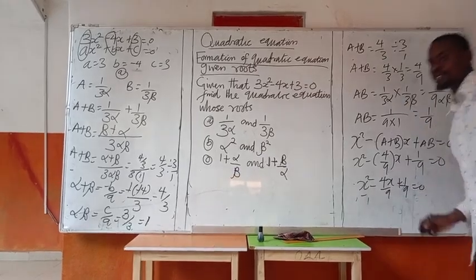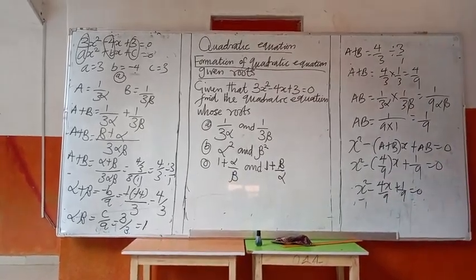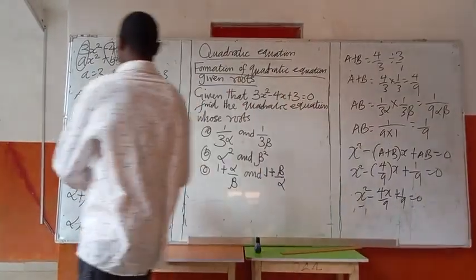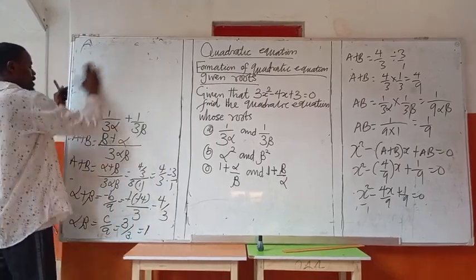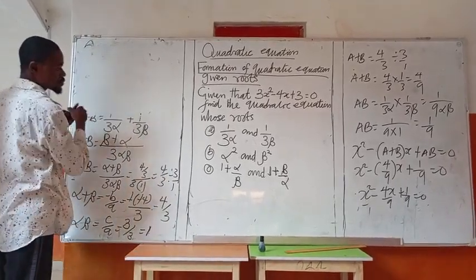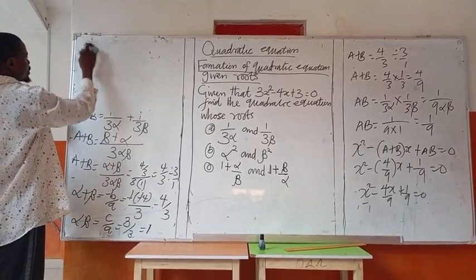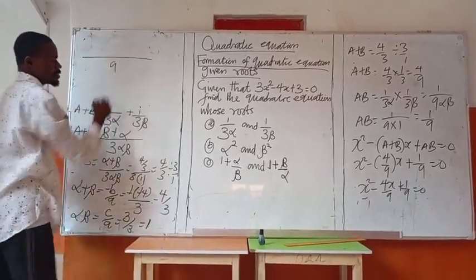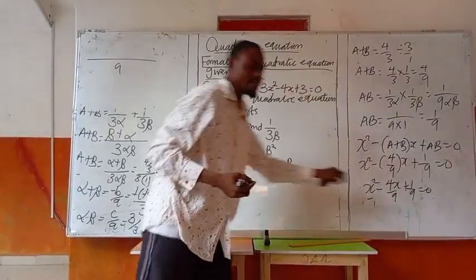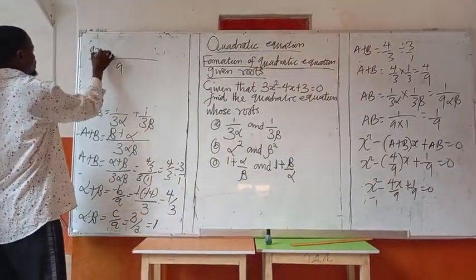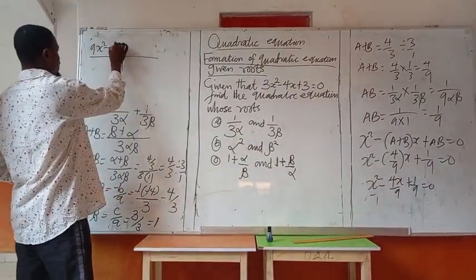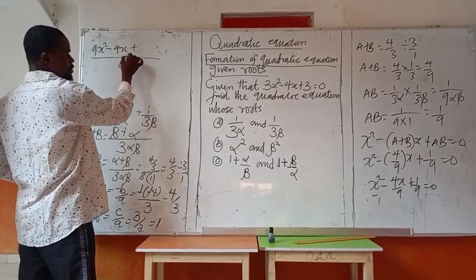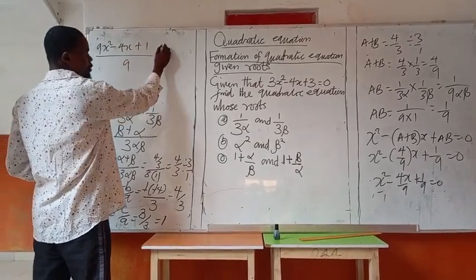over 1. We find the LCM of 9. And the LCM will be what? 9. So LCM is 9. 9 divided by 1, we have 9. 9 times s squared, we have 9s squared. Minus 9 divided by 9 is 1. 1 times 4s, we have 4s. Plus 9 divided by 9 is 1. 1 times 1 is 1, is equal to 0.